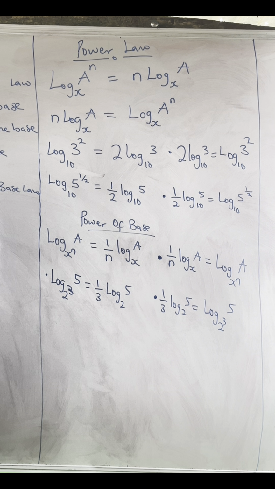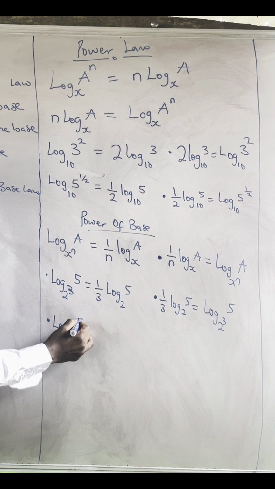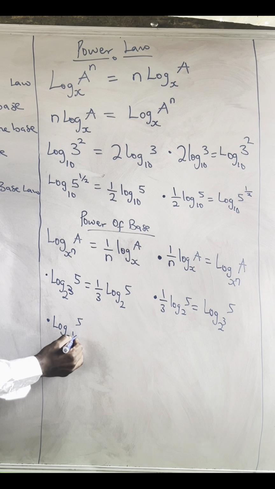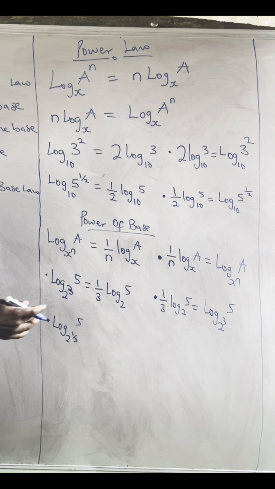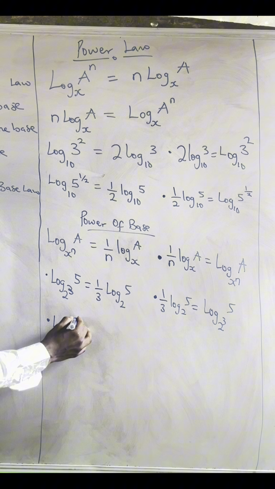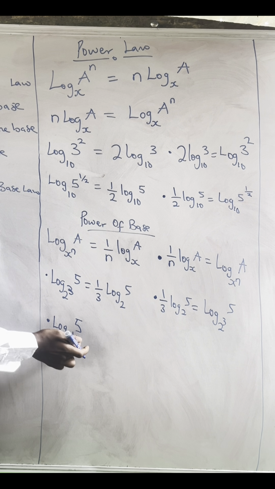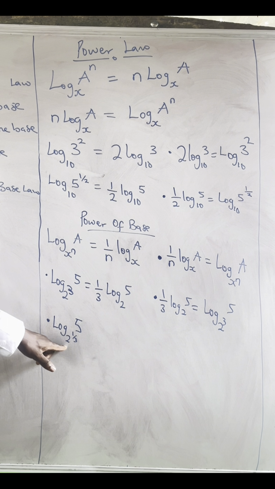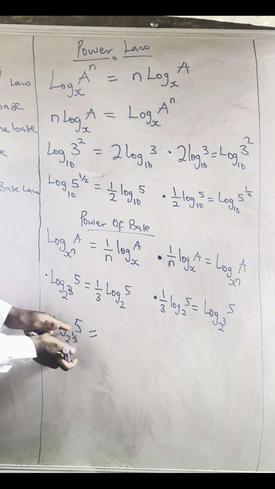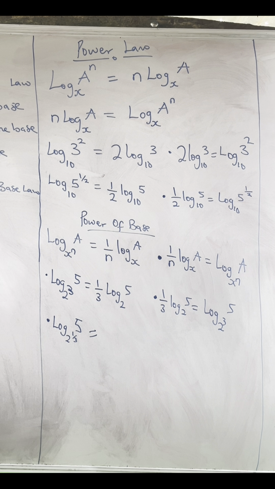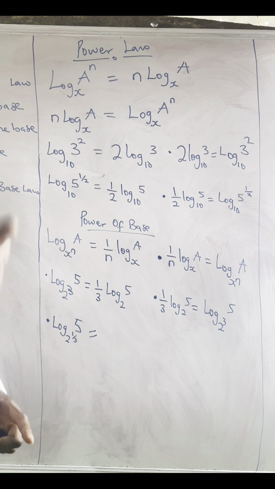So at the same time, let's say I have this particular question. Log 5 base 2 raised to the power 1 over 3. The power of the base here is 1 over 3, right? So I'm going to write it. It will then turn to the reciprocal. Guys, what is the reciprocal of 3? 1 over 3. What is the reciprocal of 1 over 3? That is 3.